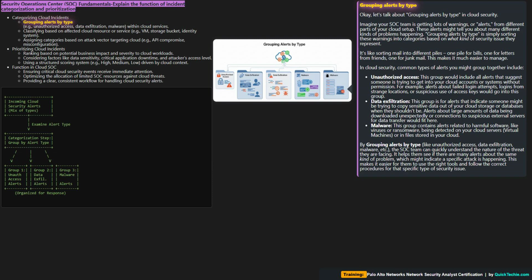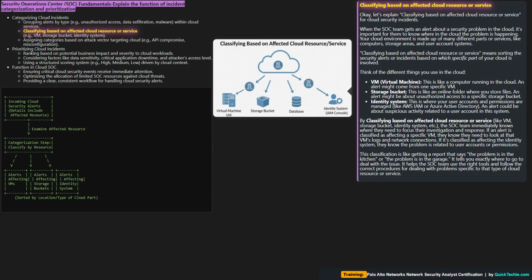It helps them see if there are many alerts about the same kind of problem, which might indicate a specific attack is happening. This makes it easier for them to use the right tools and follow the correct procedures for that specific type of security issue. Classifying based on affected cloud resource or service.